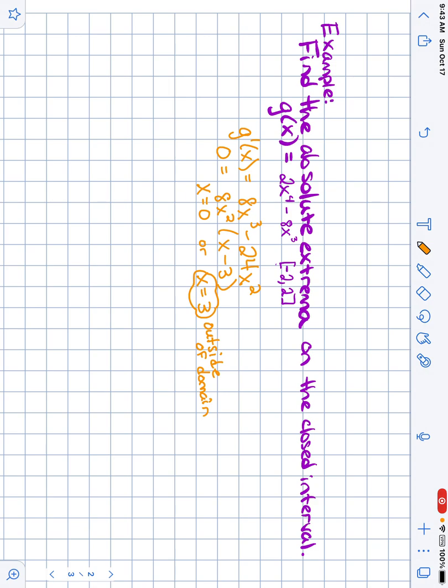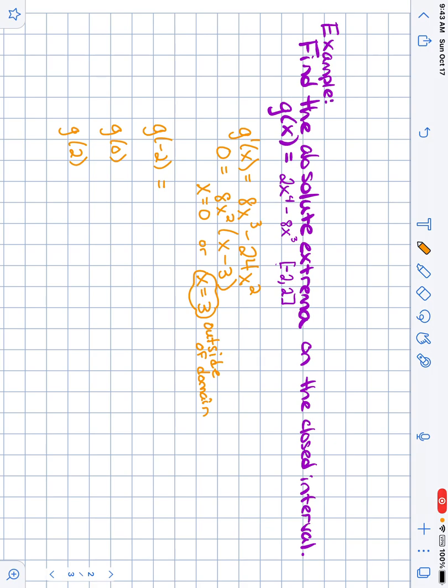All right, so what I need to know is which of these points, 0, -2, or 2, is the highest or the lowest. And when we're looking at how high or low it is, we're looking at the y value. So what I'm going to do is plug each of those values into the function, figure out which one has the highest y value, which one has the lowest y value. That's all we need to determine absolute extrema. So if I look at g of -2, g of 0, and g of +2.